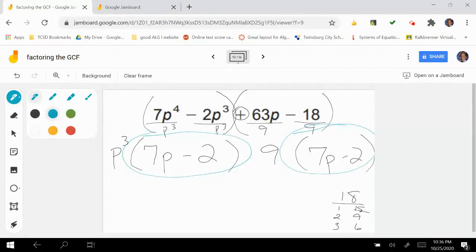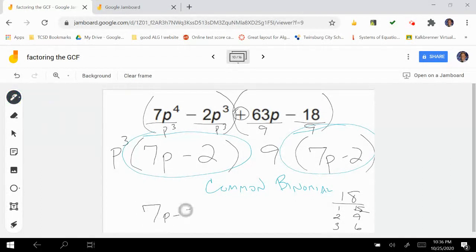That's what we call a common binomial. Again, if you remember from last lesson, binomial means two terms. So this doesn't have just one term in common like the 2-term and 3-term problems did. These actually have 2 terms in common. So anytime they have something in common, it goes to the front. 7p minus 2. And remember how we scribbled those out?